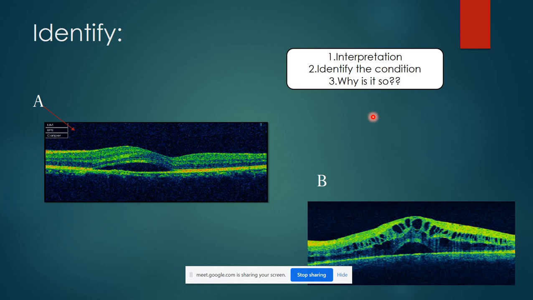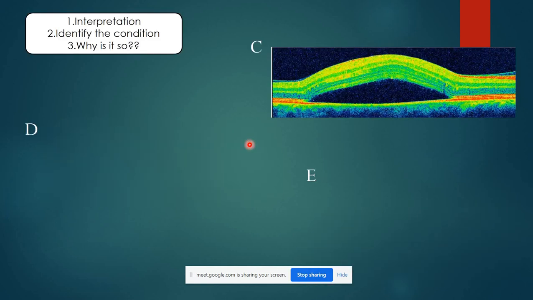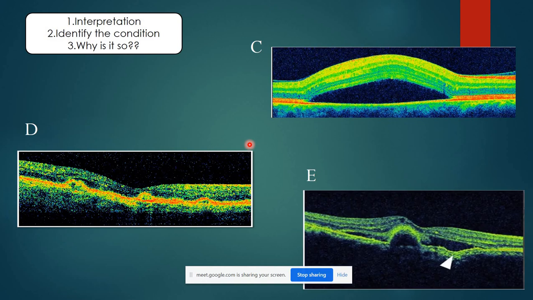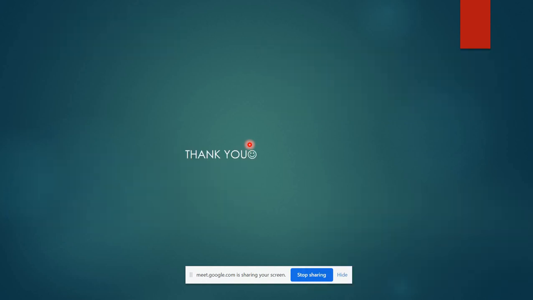Okay, so if you find the answer, you can put it in the chat box below so that we can have a discussion. Same thing for here: interpretation, identify the condition and why it is. Fine. If there is any doubt, just put it in the chat box.